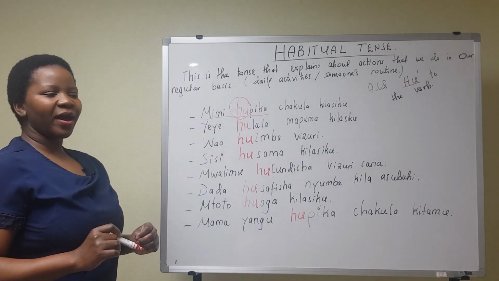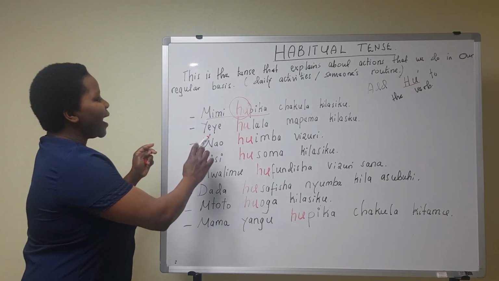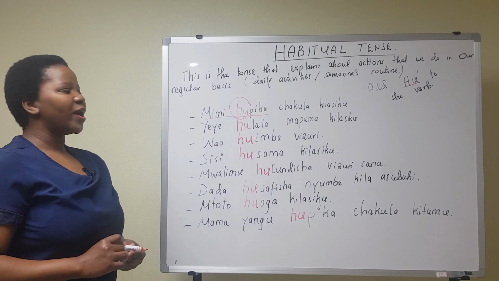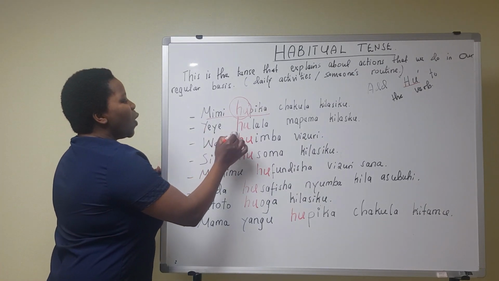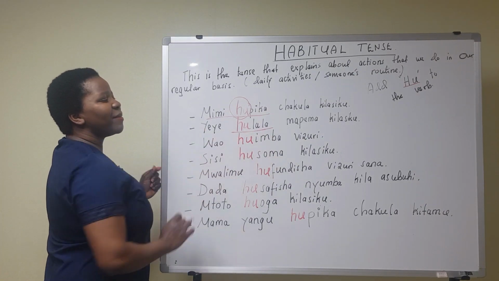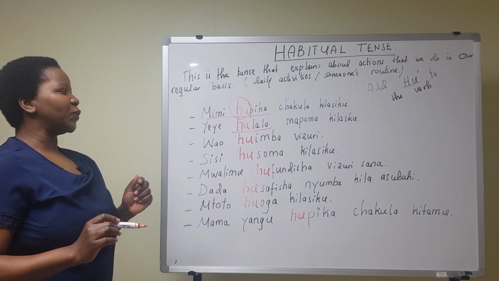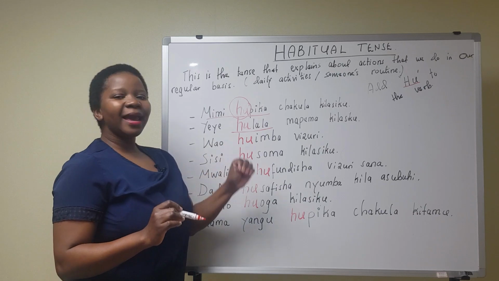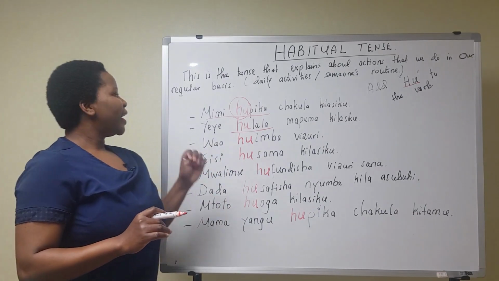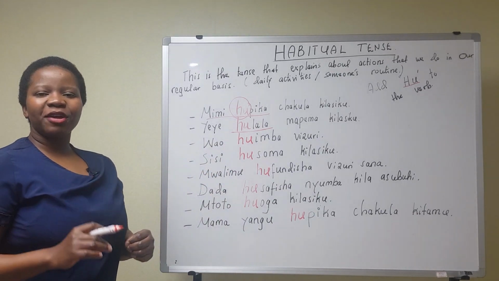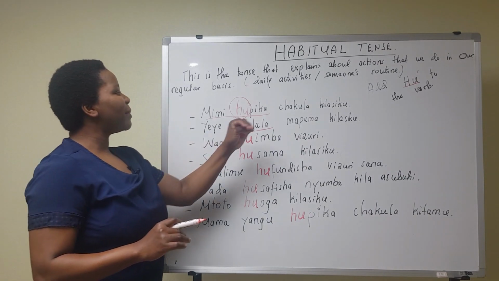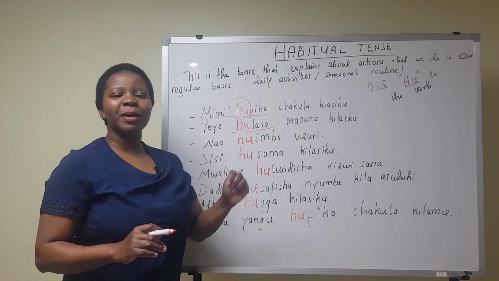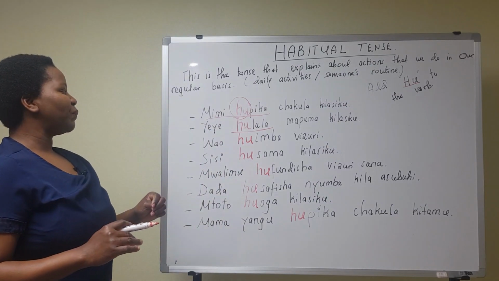Let's see another example here. Yeye hulala mapema kila siku. He or she sleeps early every day. Hulala mapema kila siku. Yeye hulala mapema kila siku.